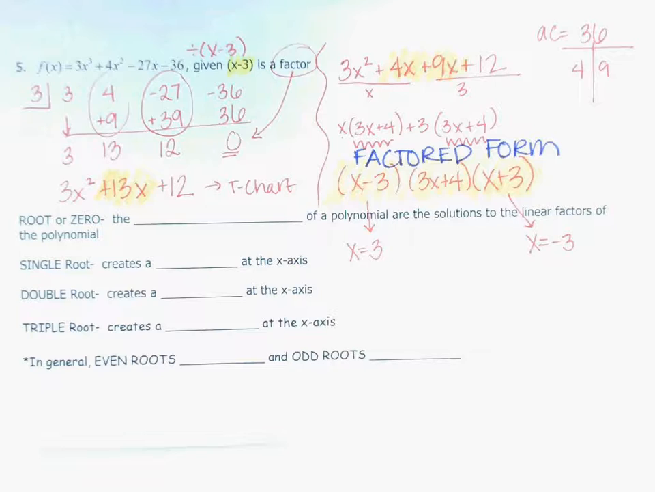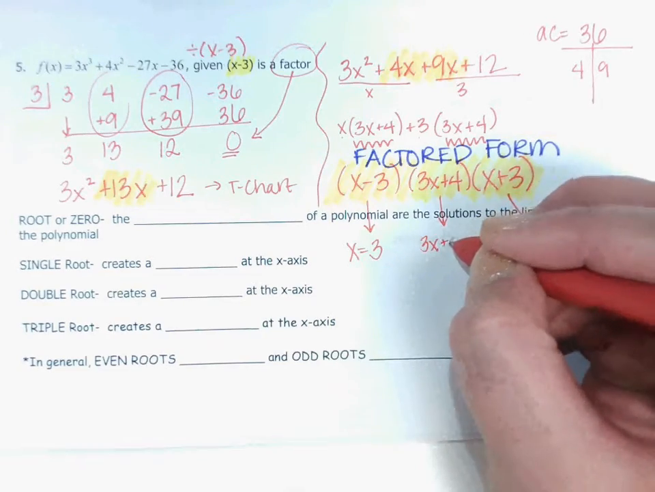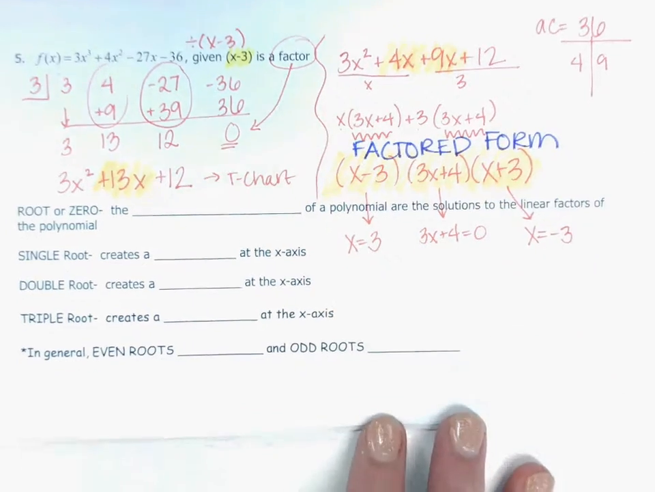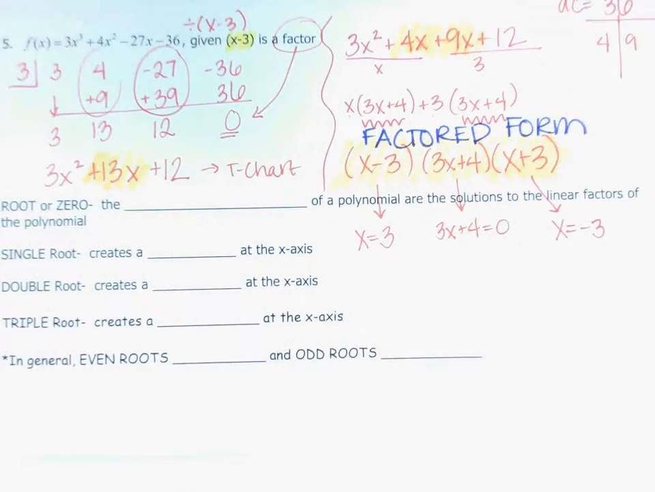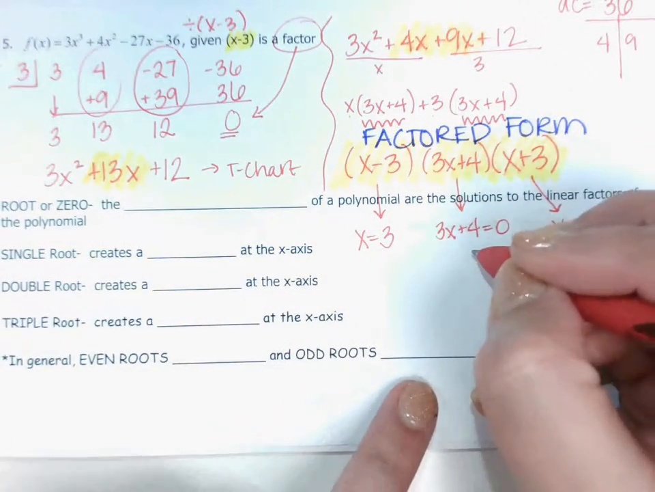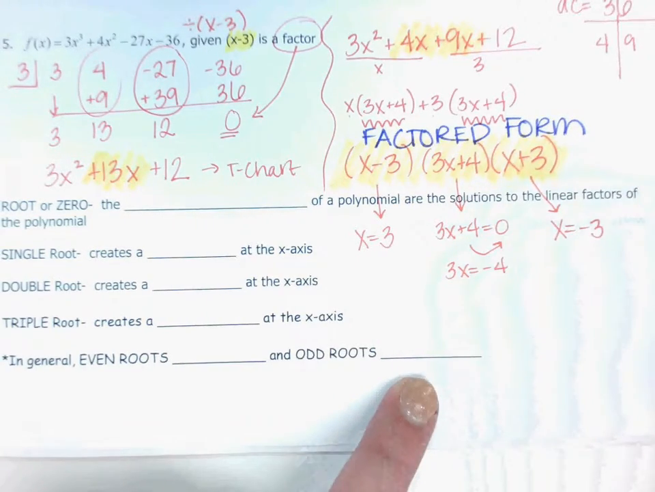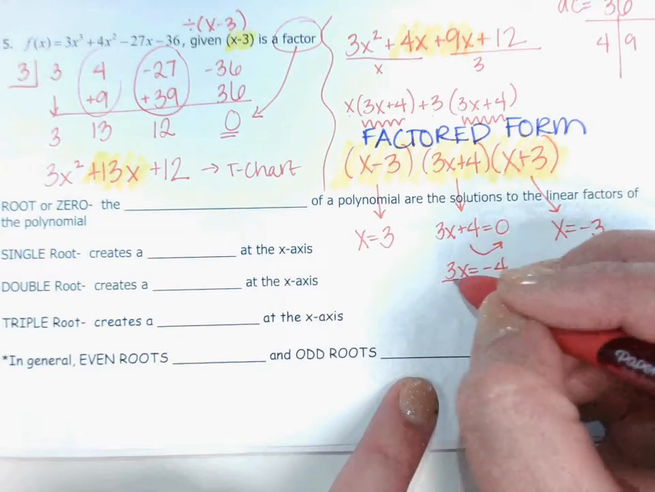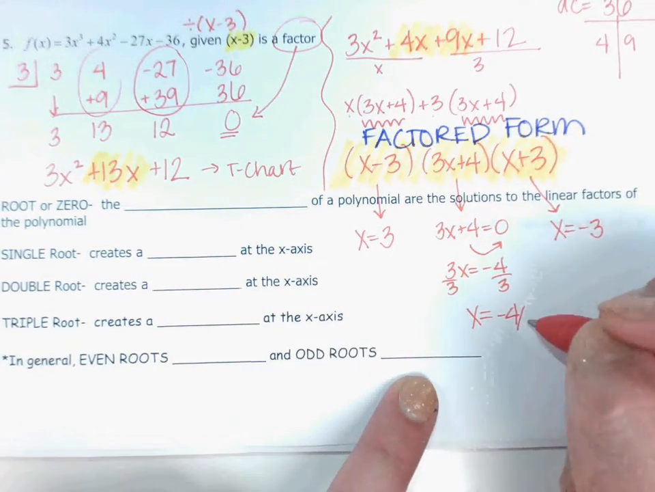In the middle, notice you have 2 numbers. We're going to actually solve that one. So remember, you take the 3x plus 4, you set it equal to 0. And it's going to take me 2 steps to solve that. What am I going to do with the plus 4? Subtract it across to the other side. And then how will you get rid of the 3? Divide. So I would get x equals negative 4/3.